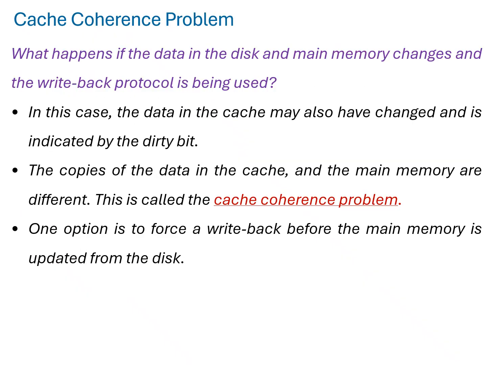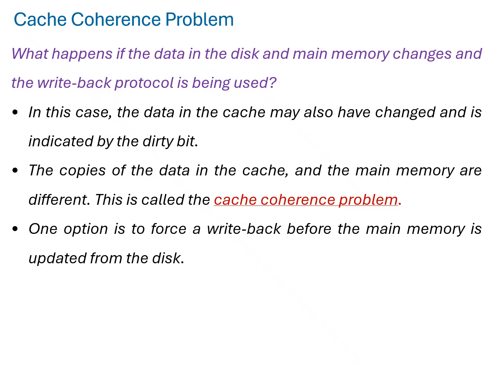Then we have one more thing called the cache coherence problem. What happens if the data in the disk and main memory changes and the write back protocol is being used? In this case, the data in the cache may also have changed, and this is indicated by the dirty bit. You are updating one particular data in the cache memory, not updated in the main memory. We can have a bit called the dirty bit, which will be updated if there are any changes in that data. If the copies of data in the cache and the main memory are different, it's called the cache coherence problem.